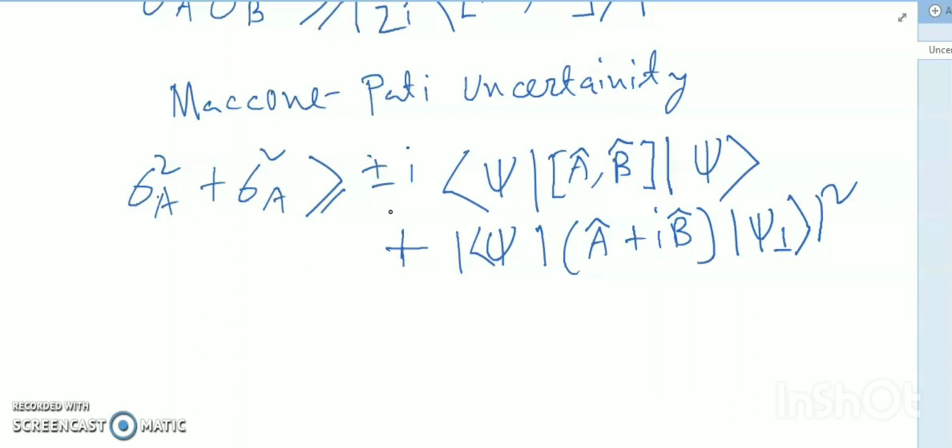This video is very fruitful for quantum mechanics learners. We learned about operators, commutator operators, and the uncertainty principle.